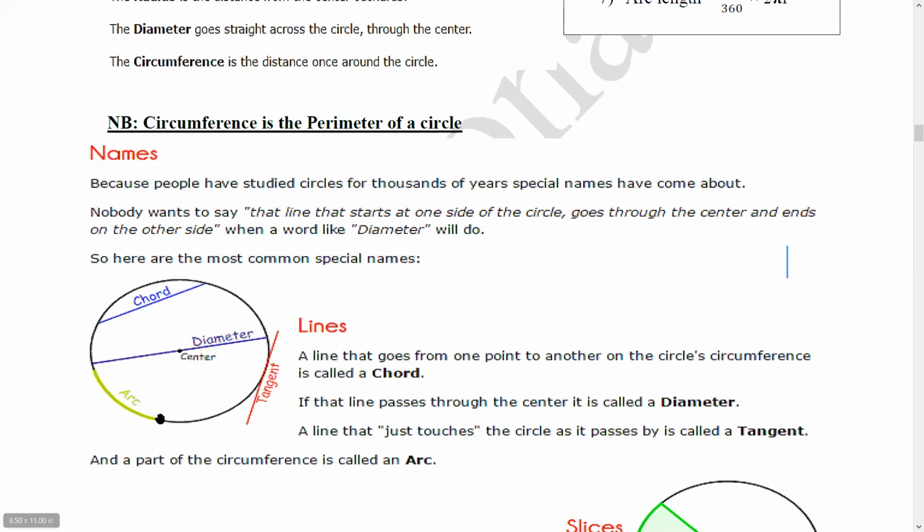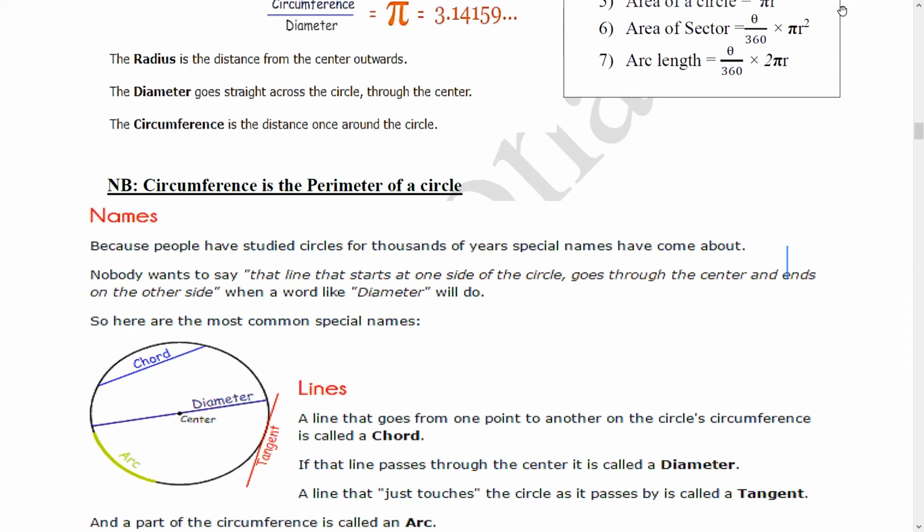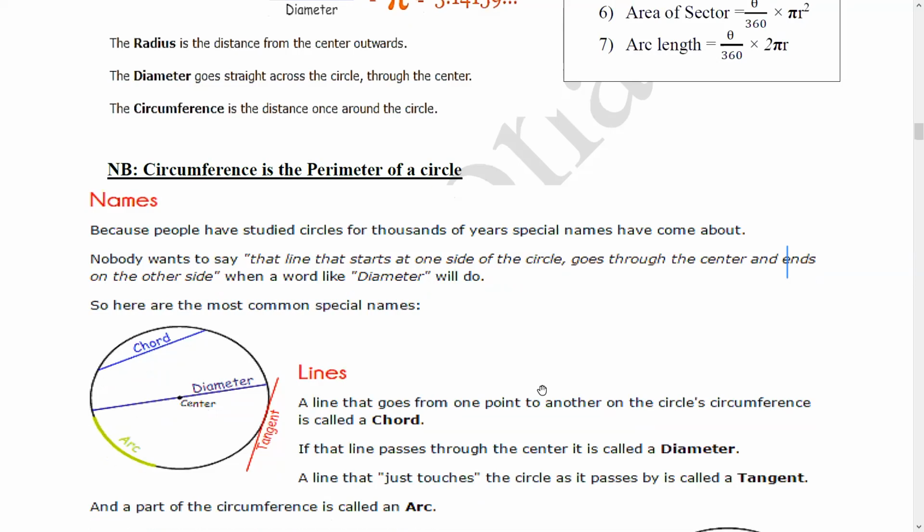This is the arc. Remember this formula I was telling you all here? Arc length is 2 pi r, and this is the circumference formula. As you can see, the arc is here. It's a part of the circumference. That's why we use 2 pi r. Okay, moving on.